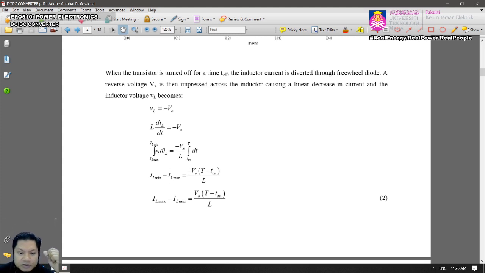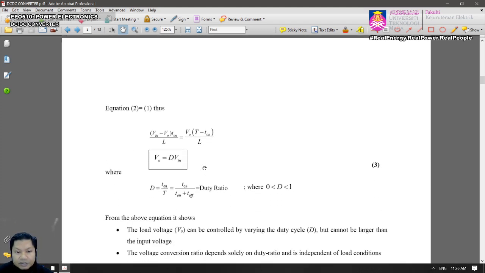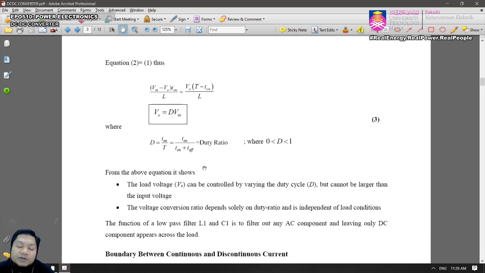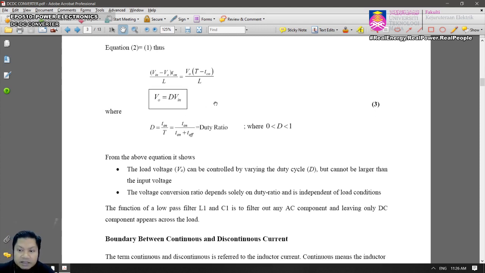Right, so you do the same, you solve for this dIL, then you get IL min minus IL max equals minus Vout (T minus T on) over L, and finally you find equation number 2, IL max equals IL min plus the delta. We're going to equate equation 1 and equation 2, so you have IL max minus IL min, and again this is also delta IL, isn't it? Right, so now we equate both equations. Equation 2 equals 1, and finally you find that the average of the output voltage can be described by this equation.